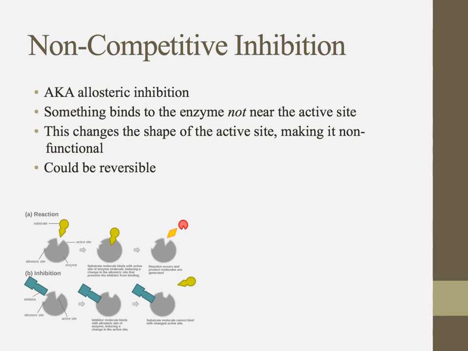Okay, the next type that we're going to talk about is non-competitive inhibition. Non-competitive is kind of what we call it nowadays. The old school term is allosteric inhibition. You still need to know that. Allosteric sites, allosteric inhibitors, you got to know that those are non-competitive.